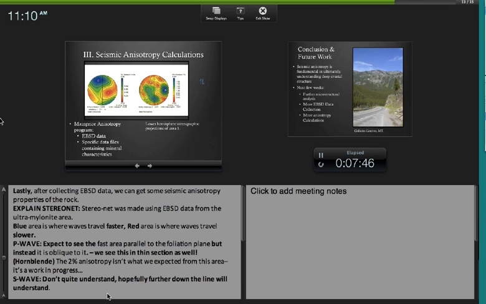And lastly, after collecting EBSD data, we hope to do some seismic anisotropy calculations using the MSAP anisotropy program, which requires EBSD data, and I've only done it on the ultramyelinite zone. Lower hemisphere stereographic projection of the ultramyelinite zone. And again, what you can see here is that here's the foliation plane, and if you've got a wave in this direction, waves will travel faster than shooting a wave in this direction, and its oblique plane, which is something we see all throughout.